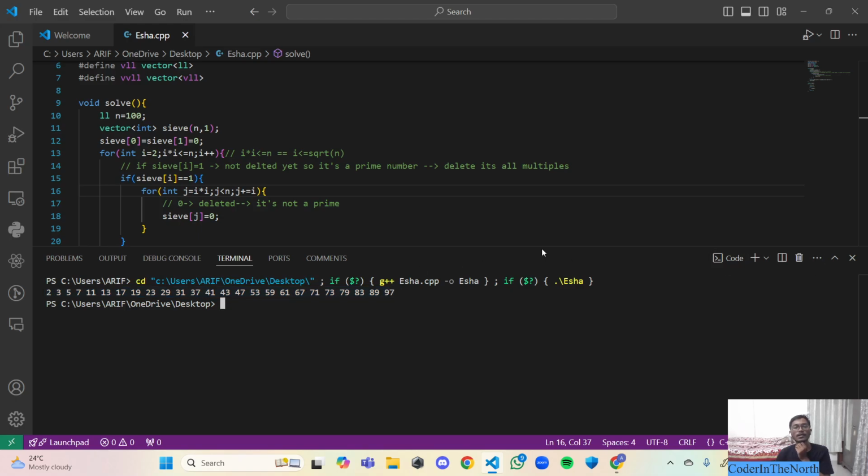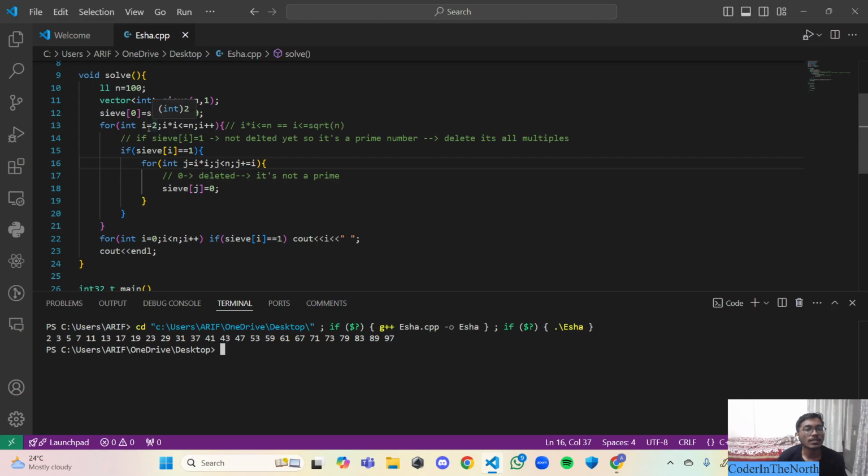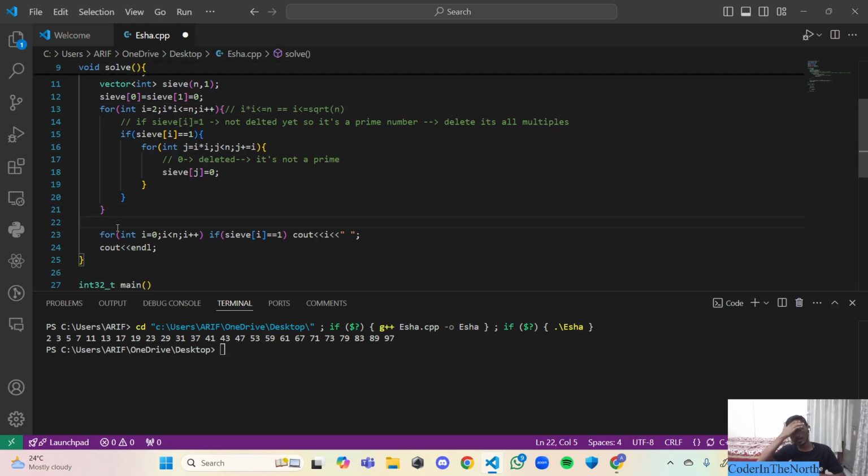But what changed here? The change was the time complexity. What happened here? Instead of going till all over n, we just went till square root of n, and instead of starting from 2 into i, we started from the square. So actually, the time complexity here will be n log log n.